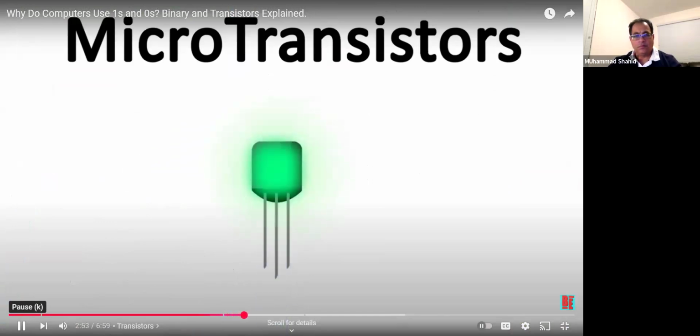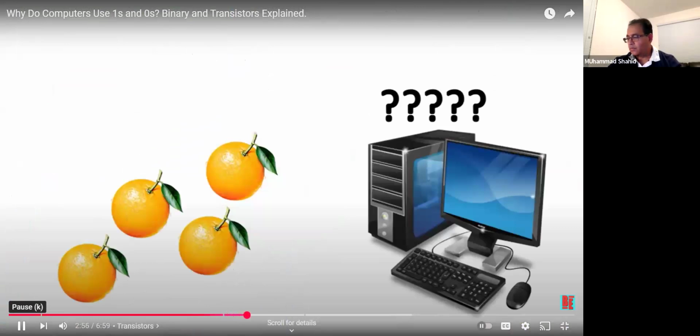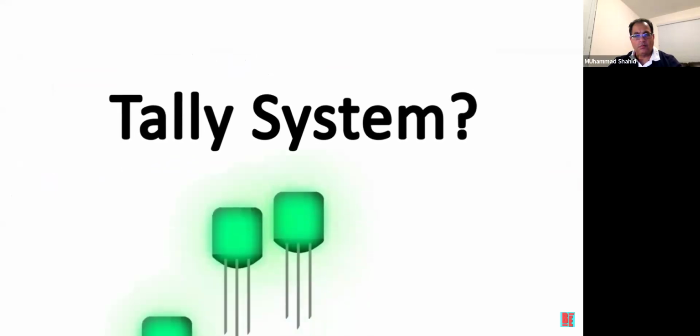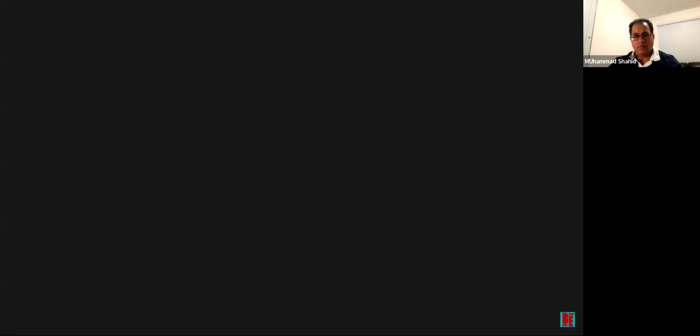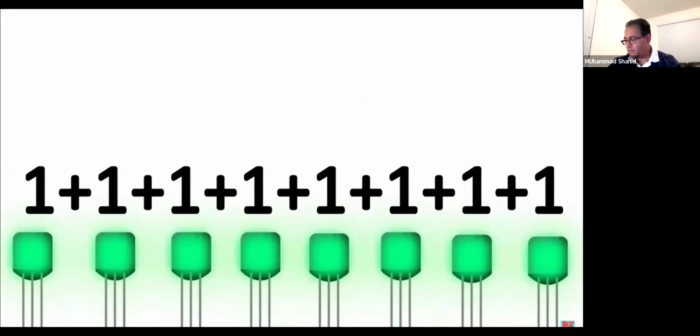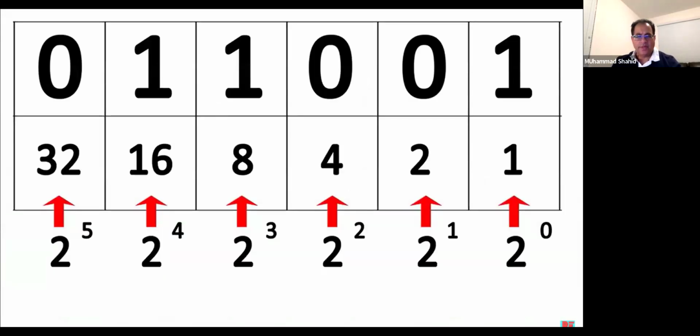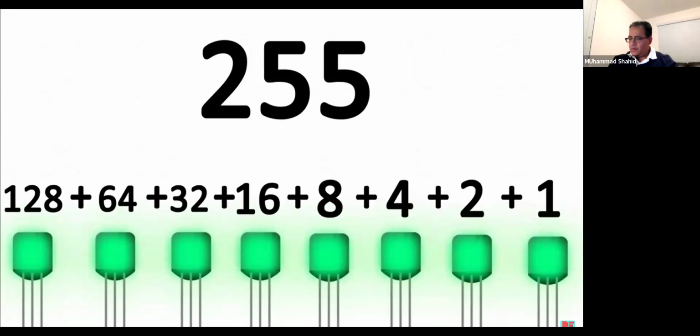The first goal was to get computers to count, and to get them to count by using these switches, we could use the tally system, meaning the number of on switches equals the number of things we have, or we could use the much more efficient system of binary, where each switch represents a digit of binary. 8 transistors using the tally system could represent a number as large as 8 by turning all of them on. With binary, we can represent a number as high as 255. An on switch means a 1, and an off switch means a 0.